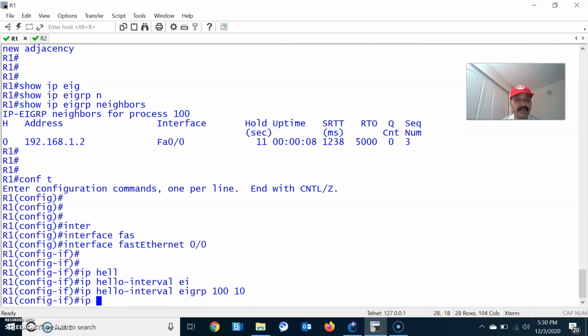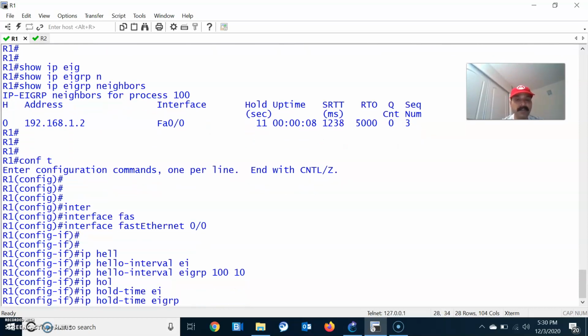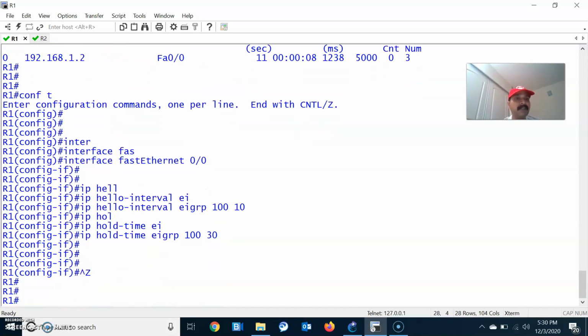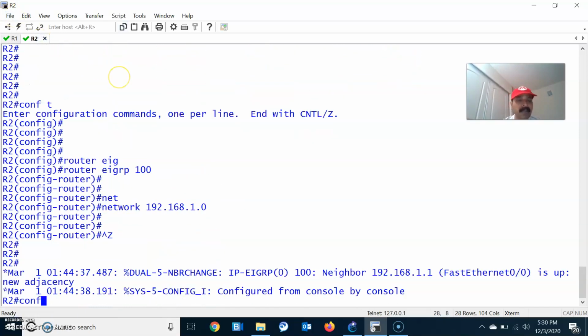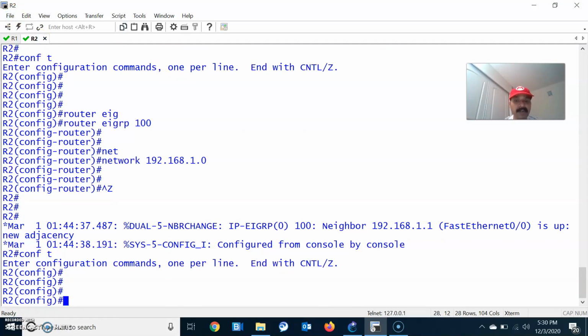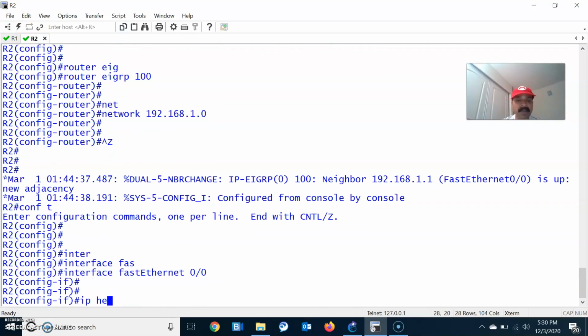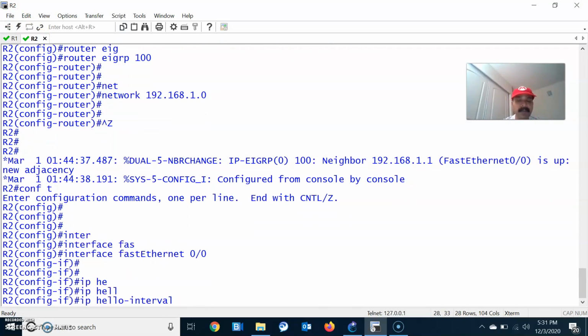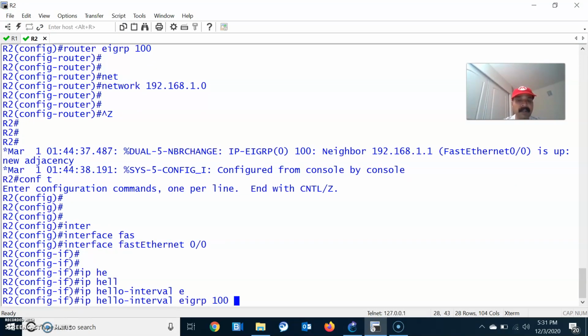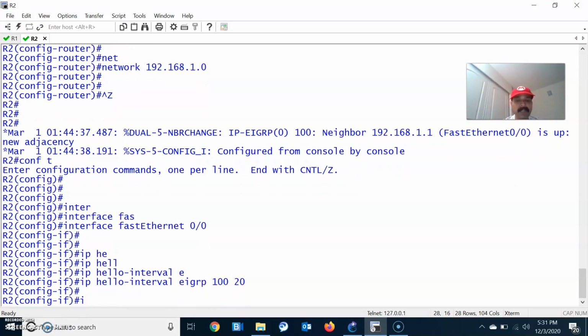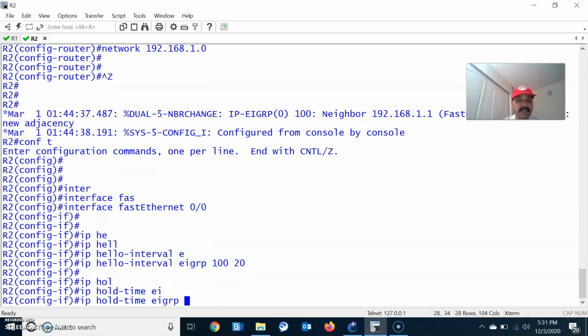Similarly, let us configure the hold on time. IP hold time EIGRP 100 is the autonomous number, and hold on timer is always 3 times the hello interval. So let us make it as 30. And similar way go to R2 and let us configure the different hello and hold interval. Go to interface mode FastEthernet 0/0, and IP hello interval EIGRP 100, and let us make it as 20. Similarly, hold on time IP hold time EIGRP autonomous number. So let us make it as 60, right? That is 3 times the hello interval.